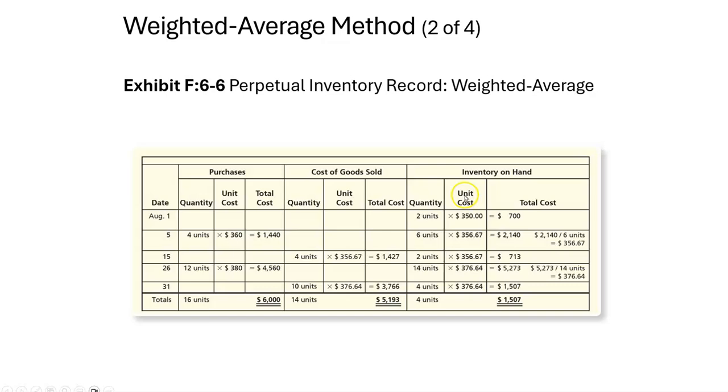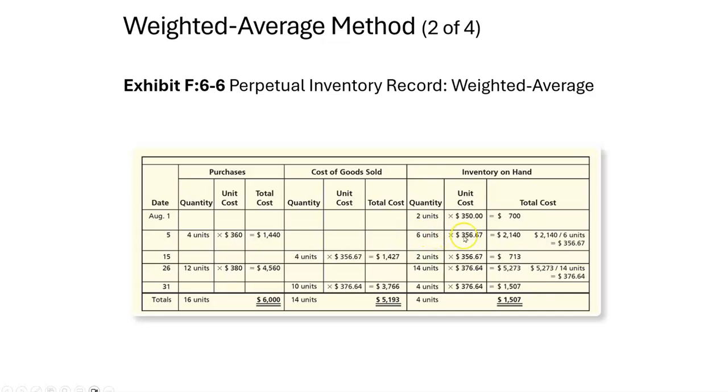And what we do is we pass by the unit cost and go over to the total cost that we have. This $2,140 is the $700 plus the $1,440. So that's the new total cost. We divide that by the new 6 units, 4 here and 2 here, and that gives us the $356.67 unit cost. So we're doing the unit cost a little bit differently. We add the units together, so we get the total units. We add the total cost together, so we get the total cost, then divide by the total units to get the unit cost. Then we sold 4 units.